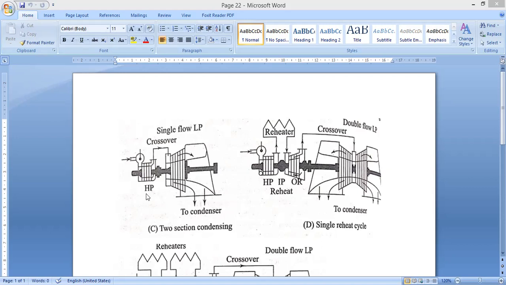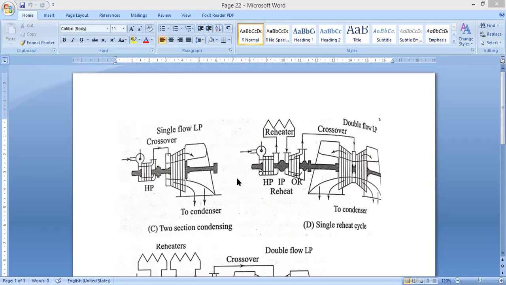HP is written as the high pressure turbine, and LP is the single flow low pressure turbine itself. Here one high pressure and one low pressure turbine are used, and the crossover is a piping arrangement which carries the steam at reduced pressure from the outlet of the high pressure turbine to the inlet of the low pressure turbine. It just helps the steam pass from here to here, which again impinges over the low pressure turbine, and here it comes out to the condenser itself.